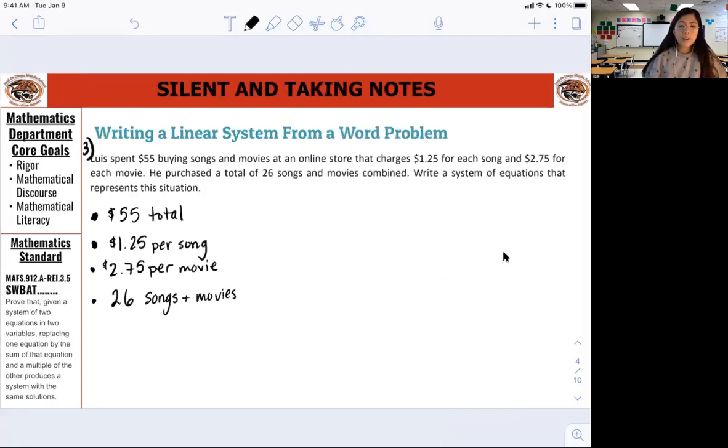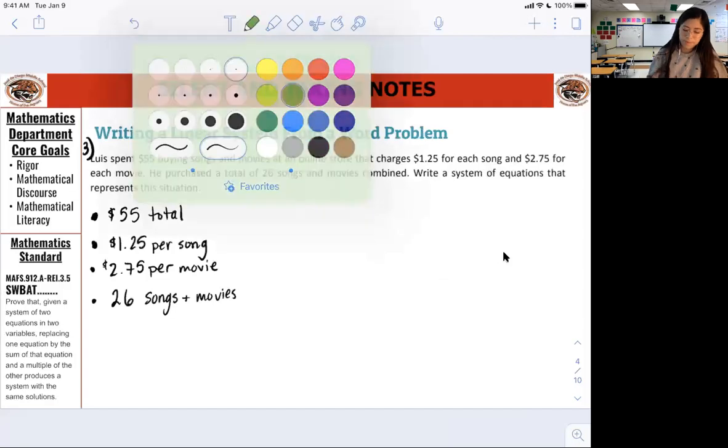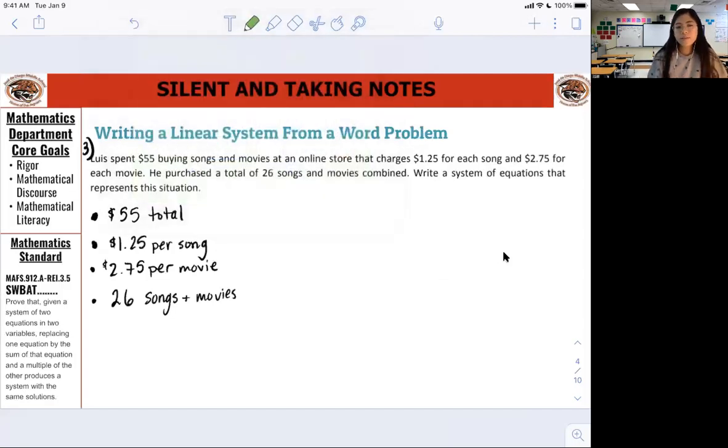Okay, well, we need to write 2 equations, right? So we have 4 different numbers to work with. Which of those numbers belong together and which one is sort of separate? 55 total is separate, because it's the total. Could you repeat the question again? Sure. I have 4 numbers, right? Which of those belong together and which number is separate from the rest? The songs and movies belong together. Okay, the songs and movies belong together.